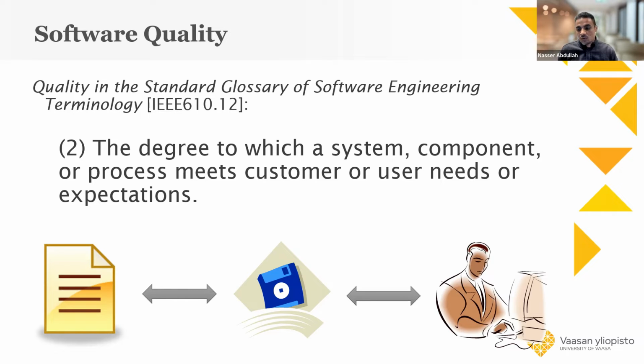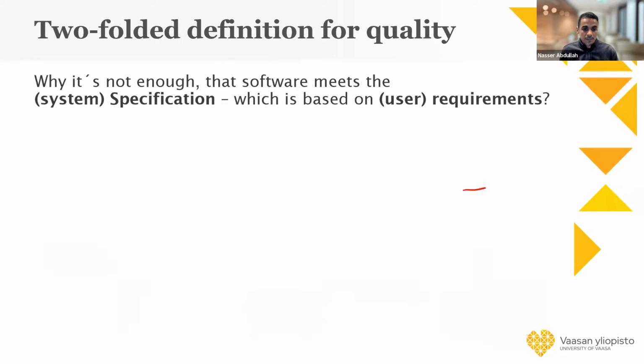So what do we mean by user requirements? For example, the system should be able to print something. This is a system requirement. The system is able to allow the user to log in, so the user now can log in. But it's difficult to log in. So this is also a user requirement, which is like usability.